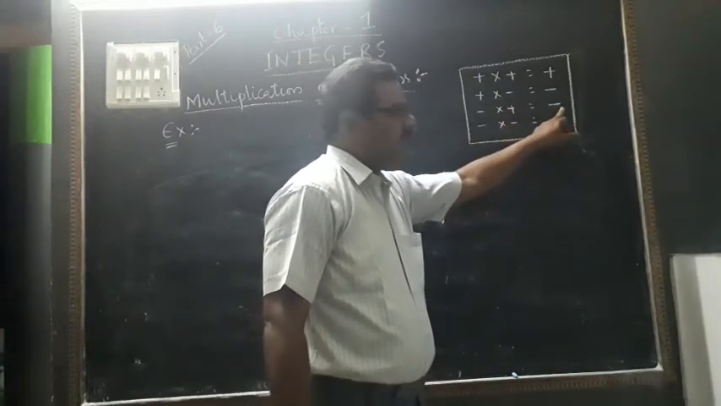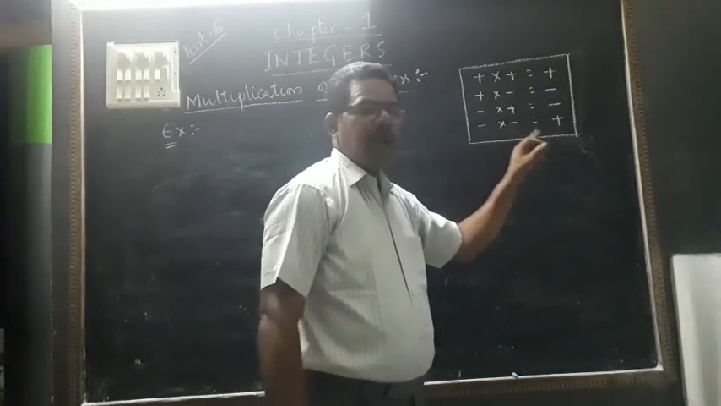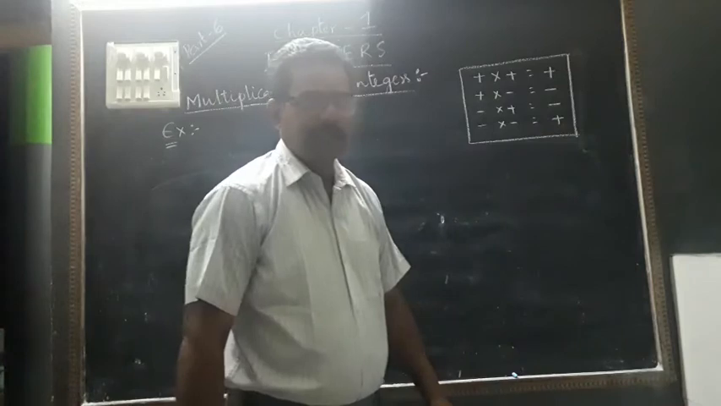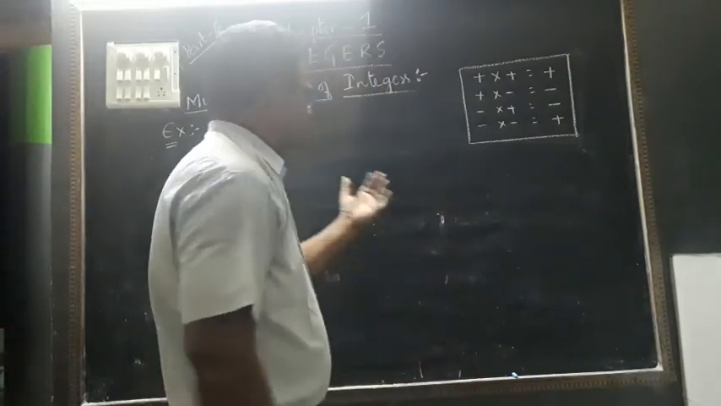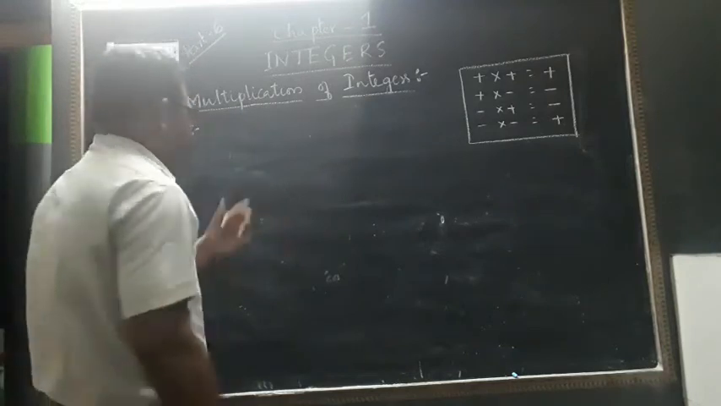We can always get a negative integer. And when two negative integers are multiplied, the resultant integer is a positive integer. Okay. For those we can take some examples. With the help of the examples you can directly use those.